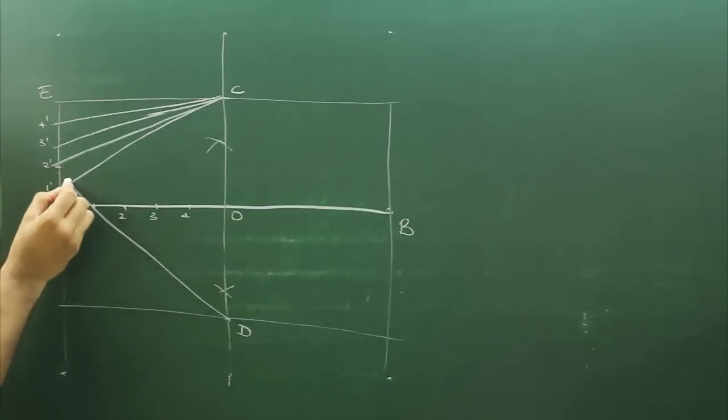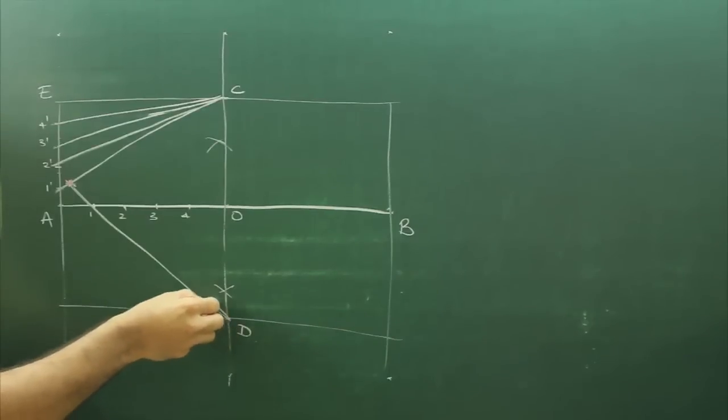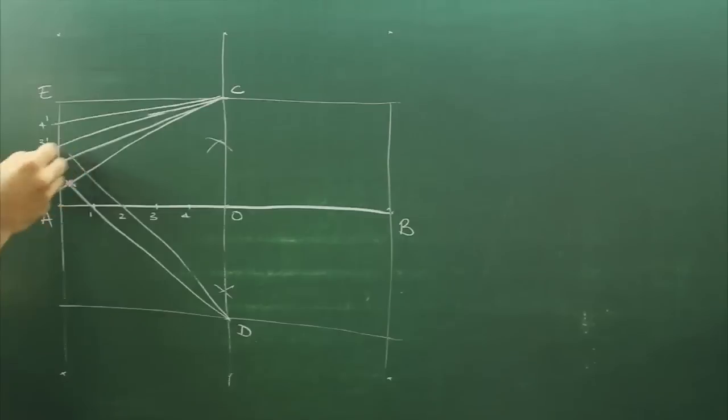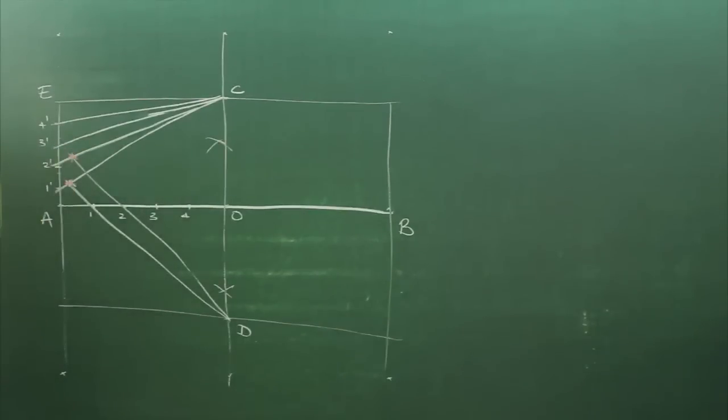Then from D, draw a line passing through 1. So wherever it will intersect, that is point number 1. Same way, D to extend the line. Wherever it will cut, that is point 2.